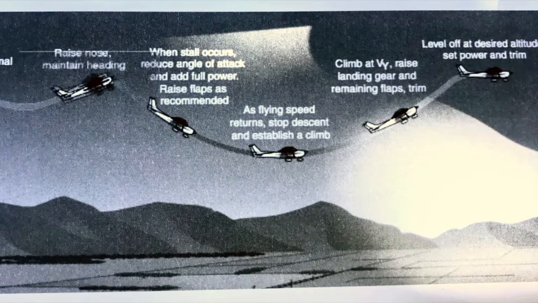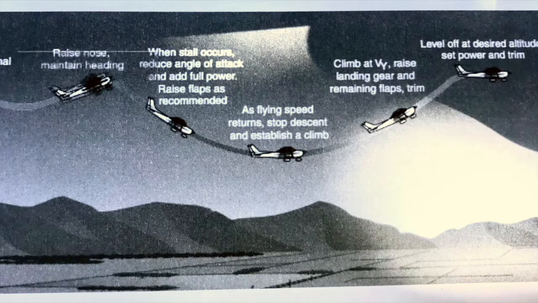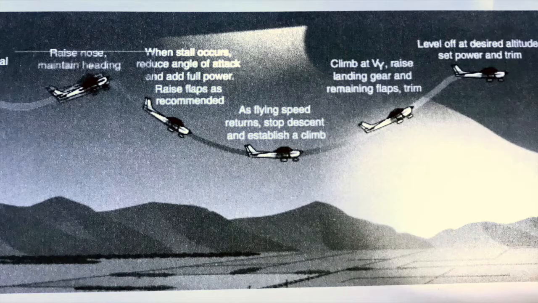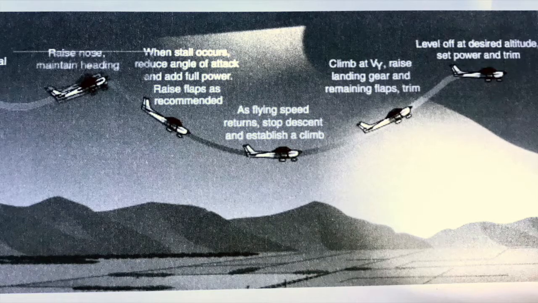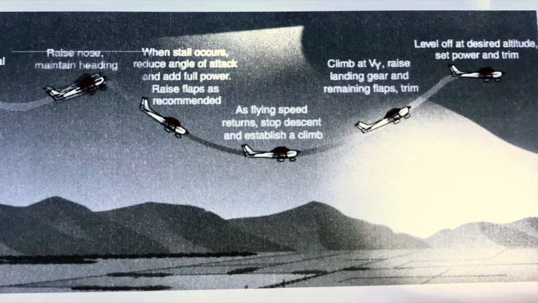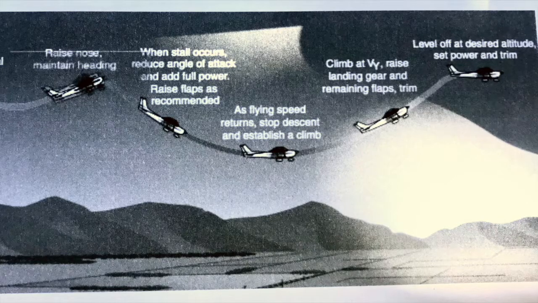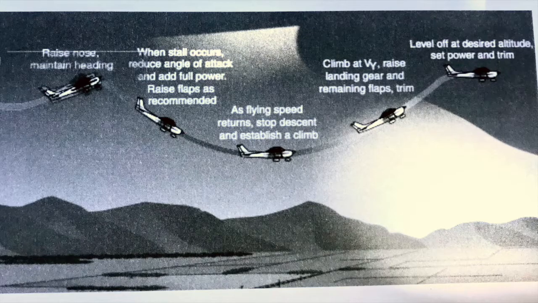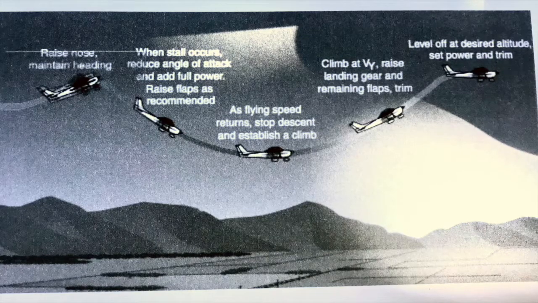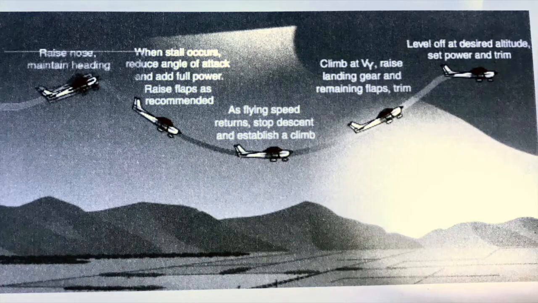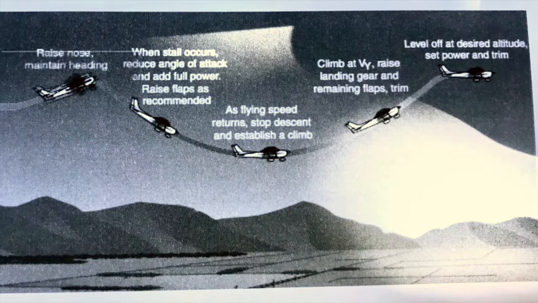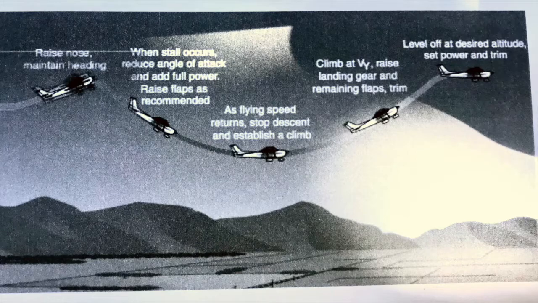When full stall occurs, relax back pressure to reduce pitch attitude. Pitch down, level or glide attitude. Power up, full throttle, carb heat cold, mixture for climb. Level the wings with coordinated use of rudder and aileron. Retract flaps to 20 degrees.